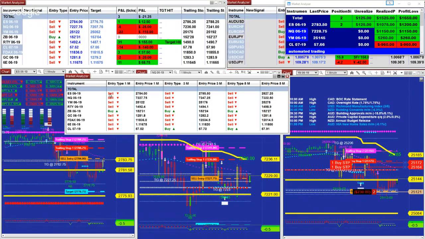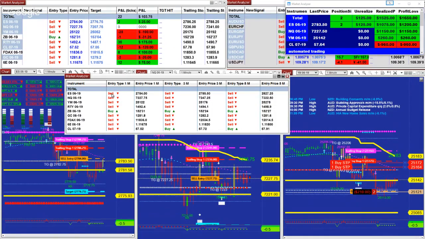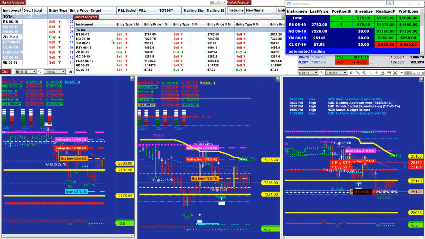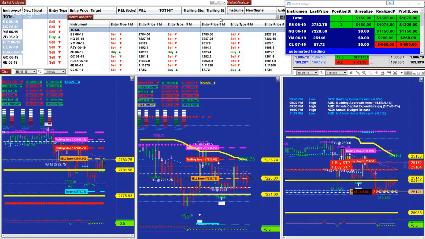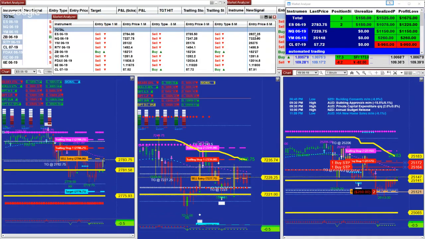As an example, I made the direction sell, the entry price on the 1 minute, 3 minutes, and 5 minutes. As we see here on that one, without any doubt, this is a short direction on the ES, and you can see the numbers: 2784, it is a short trade, 2785 is a short trade, 2827 is a short trade. And we can see the ES on those three time frames is in the short position.